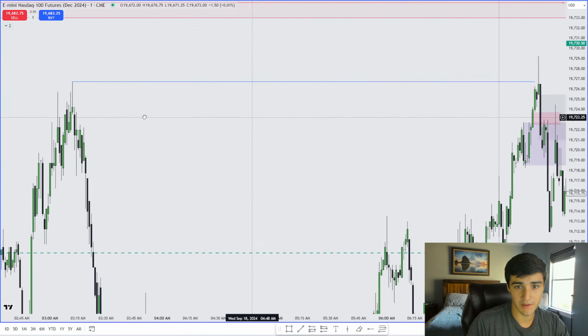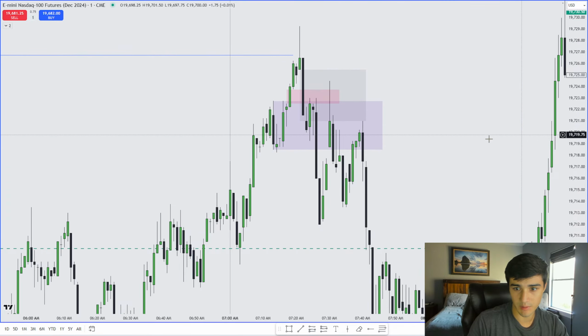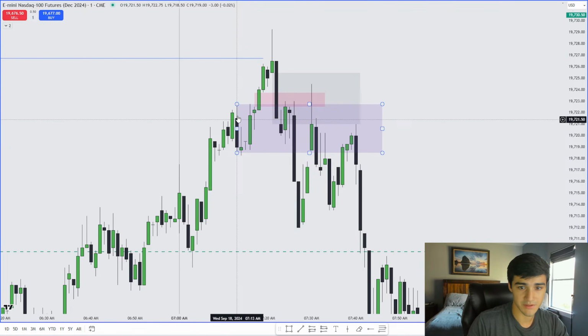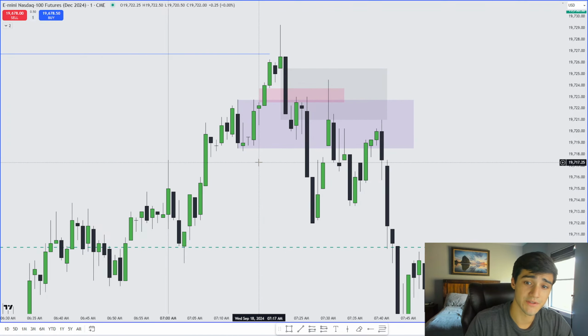So we run the high of the day, and then boom, large displacement lower, and this is my trade model. This is what I would look for. Breaker formation: we have a high, a low, a higher high, and a lower low down here. So here's your breaker candle, that last down close candle before the turn.